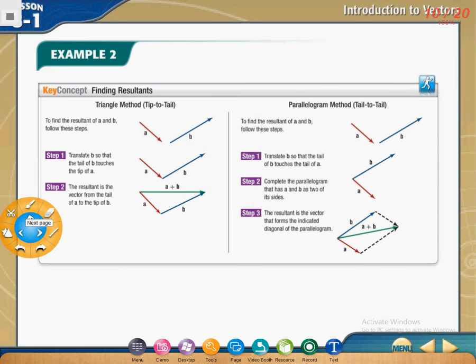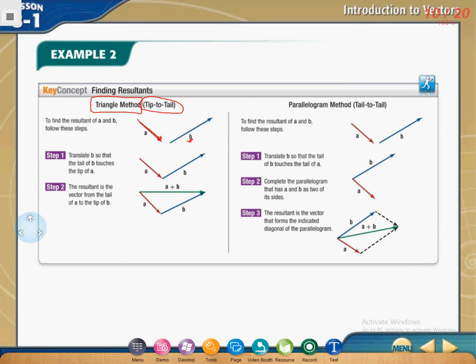Okay, let's start now with the resultants. We have 2 ways to find the resultants. First, I will give you the methods, then we'll take examples. The first method is the triangle method. This is so important: tip to tail. Let's see what tip to tail means. We have this vector A and another vector B, and we want to find the resultant of these.